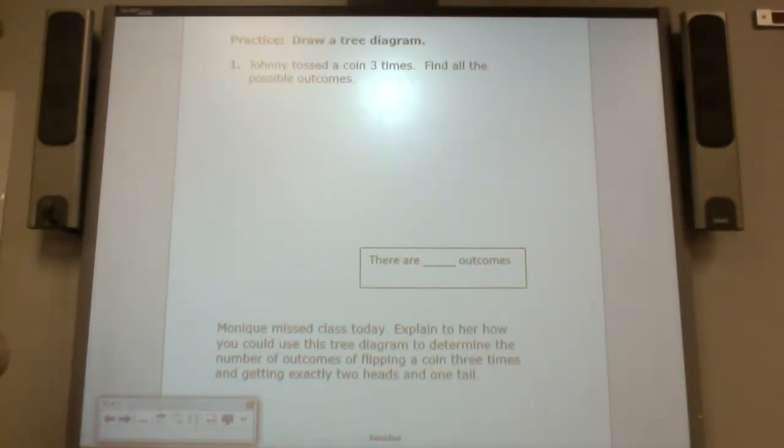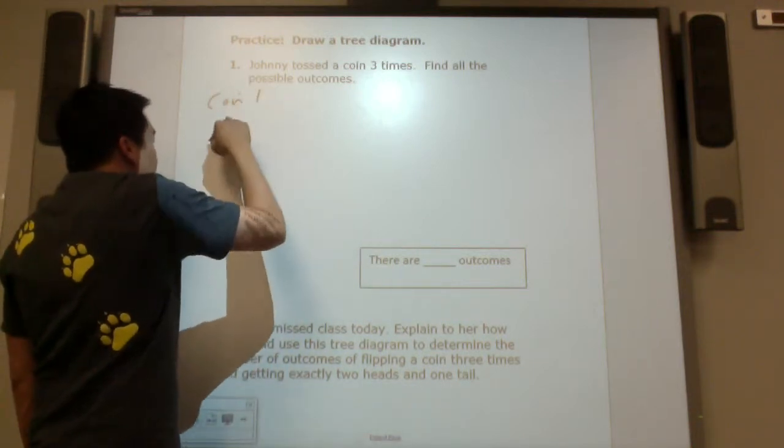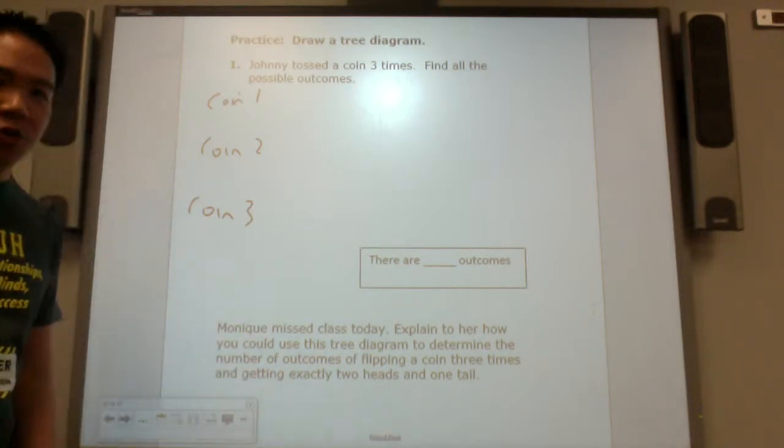So let's practice with this by drawing tree diagrams. Johnny tossed a coin 3 times. Find all the possible outcomes. So coin 1, coin 2, coin 3.